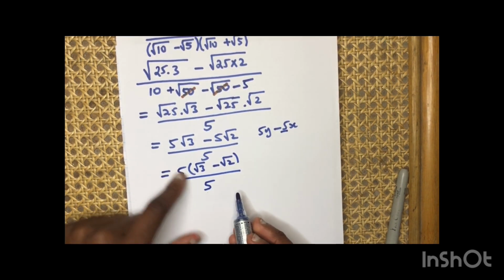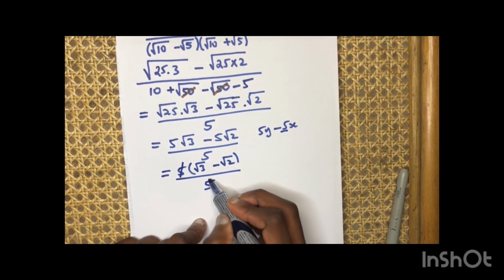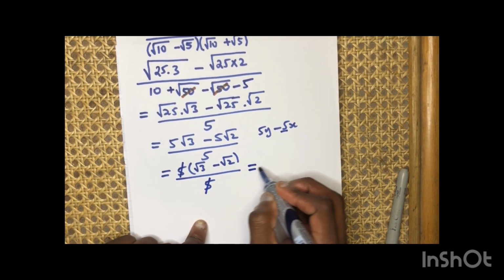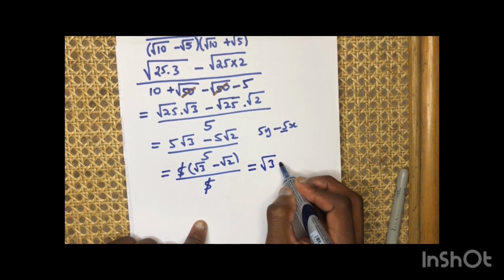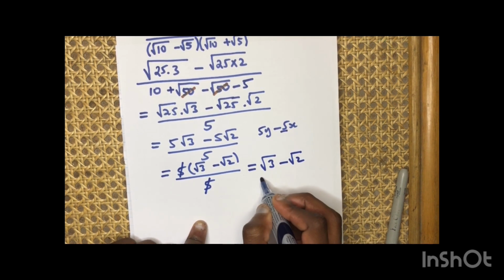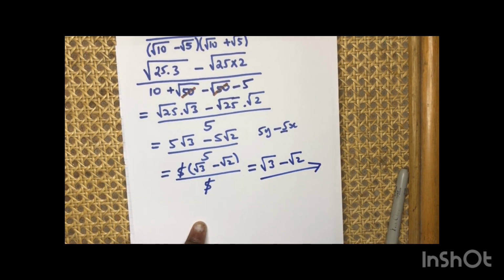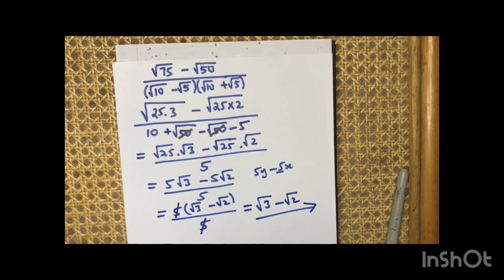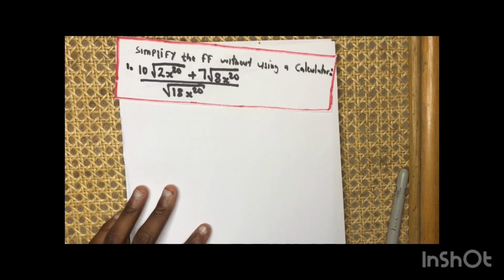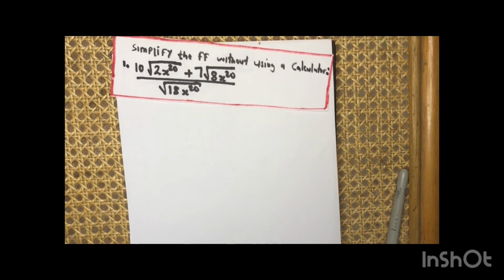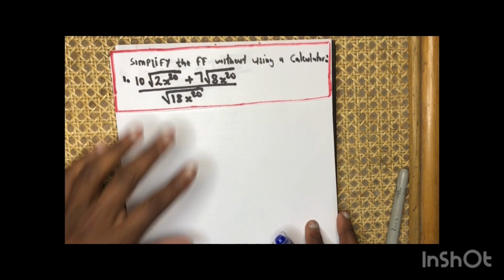So what will happen with this 5? They can cancel out. Then your final answer is going to be root 3 minus root 2. So this is your final answer for this question, guys. Then let's move to the next question and see. But remember, guys, you can pause the video and try to attempt this question on your own.